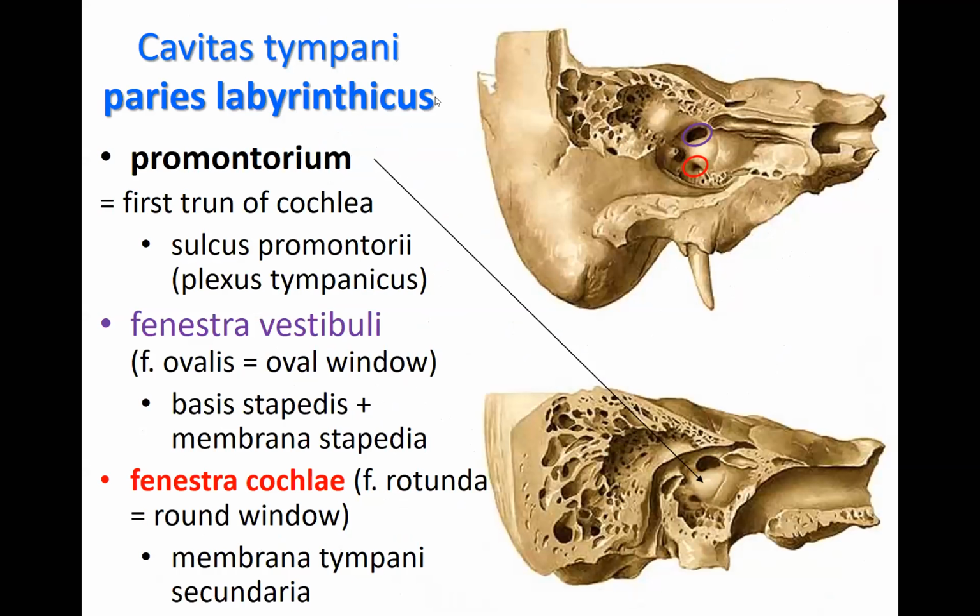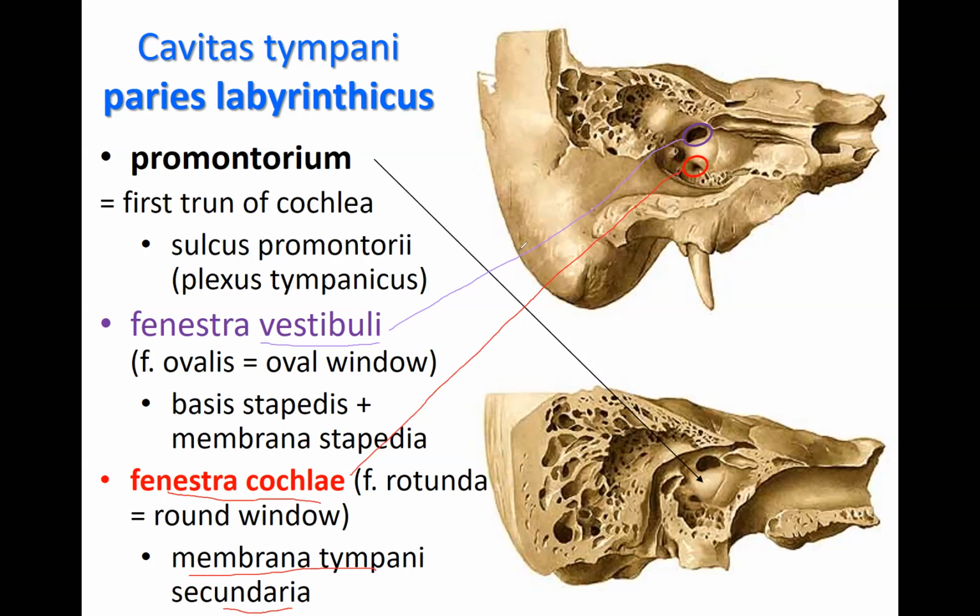The other structures are connected with the internal ear, and it's the oval window, or fenestra vestibuli, as it opens into the vestibulum, the vestibule, which is part of the inner ear, and the fenestra cochleae, the round window, which opens into the bony cochlea. These two openings are, of course, closed. The round window is closed with a small membrane. This is called the secondary tympanic membrane.